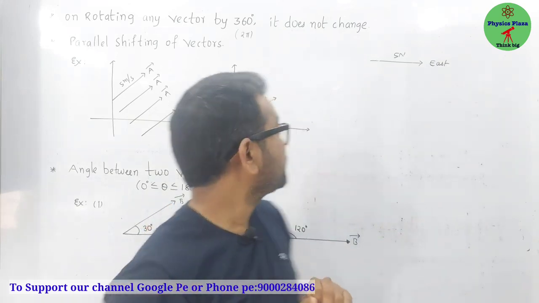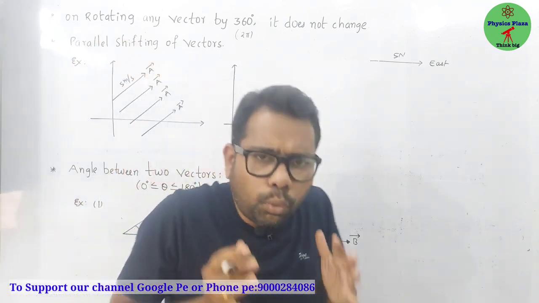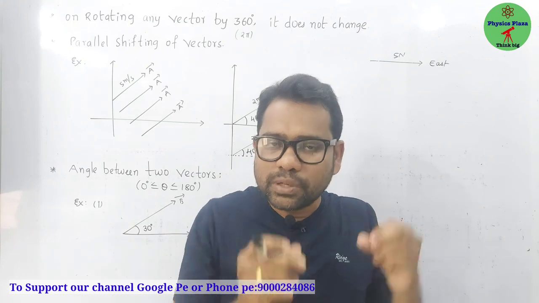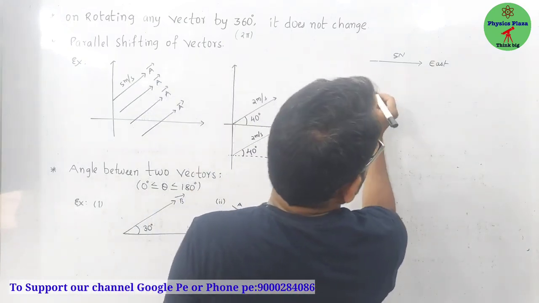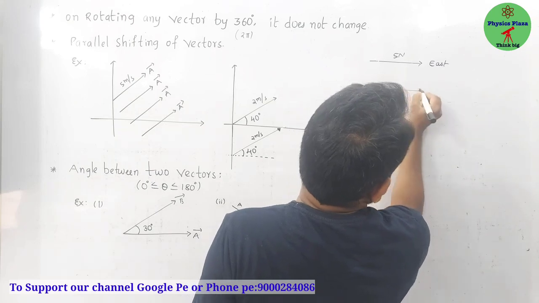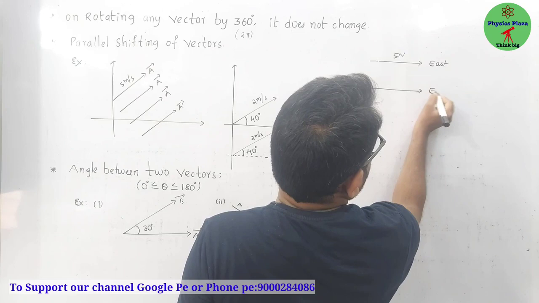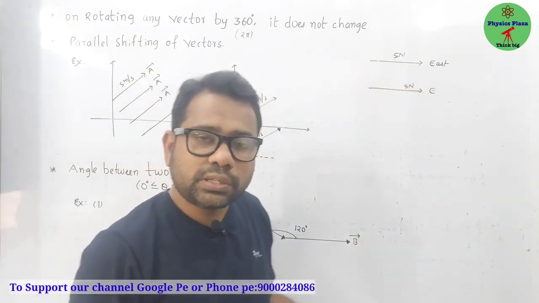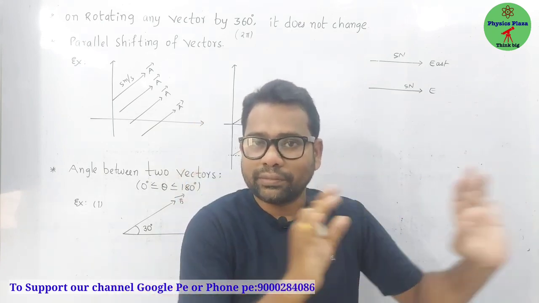And the second point is parallel shifting of vector. This is very important actually, mostly. We will be following this only. Parallel shifting means what actually? If a vector is 5 Newton, this vector can be drawn like this also, and like this also. The direction is east only, magnitude is 5 Newton. So without changing its magnitude and direction, you can draw that particular vector anywhere.